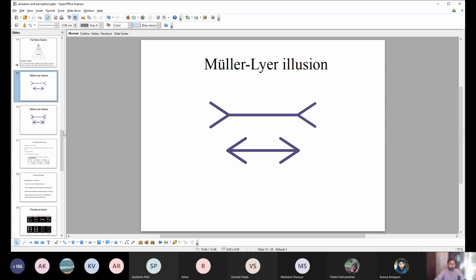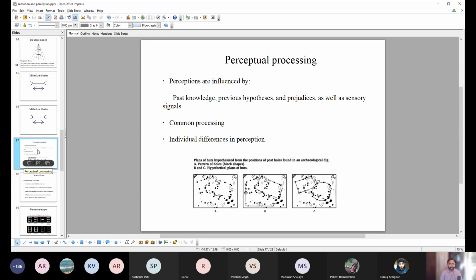To explain this point further, I have an activity here. First you do this, and then we'll talk about the theory behind it. So these are the plans of huts. Okay, so these are plans of huts, and what you see on A, all these smaller dots that you see, these are the holes.